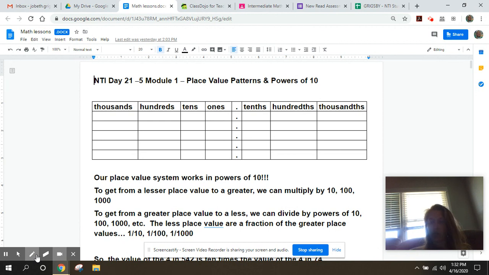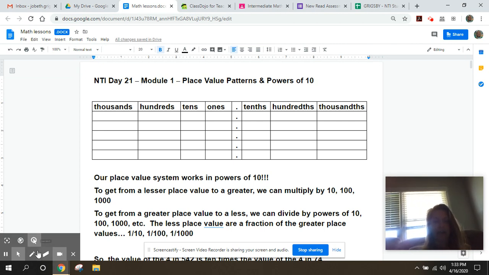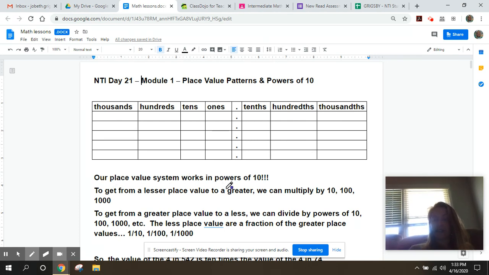Today is day 21 of NTI, and we are going to be talking about Module 1. We're going to review place value patterns and the powers of 10. If you could look at my screen here, we're going to be looking at the place value chart. We all learned about the tenths, hundredths, and thousandths this year. And so you all learned that our place value system works in powers of tens.